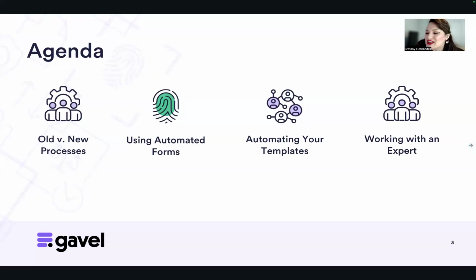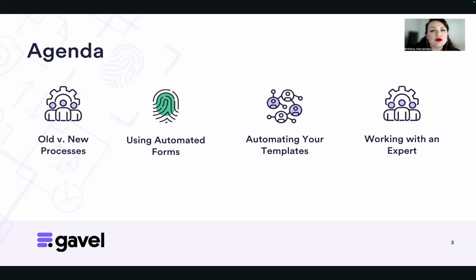Let's do it. So we're going to break this time up into a couple of different sections. We're going to go through old versus new processes. We're going to go over how to use automated forms for family lawyers. And then we're going to go into how to automate your own templates, be they standard templates and forms that everybody has to use, or your own custom templates, PDFs, and Word documents that you have created for your own practice over the many years that you've been practicing.